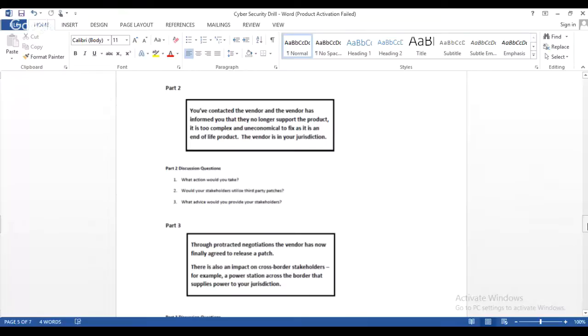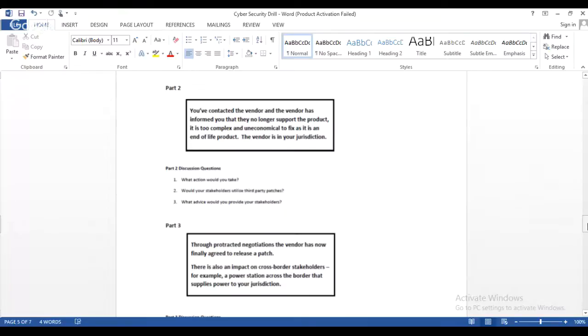So that question, well. The next question is what advice would you provide your stakeholders? It is better to move to the latest SCADA system as soon as possible since the vendor is fulfilling support for their latest version. Yes, Nisha?